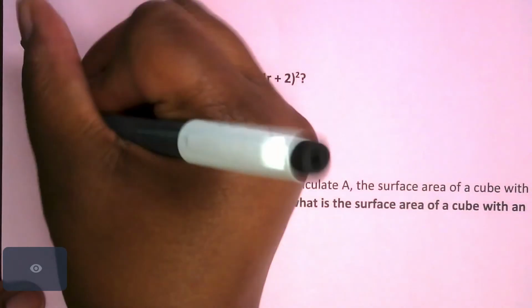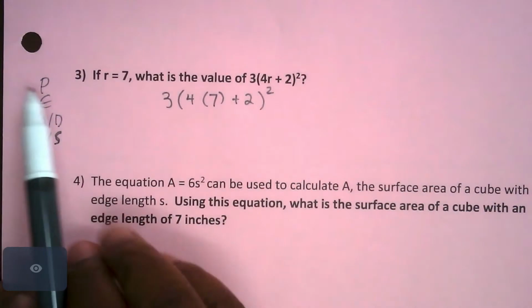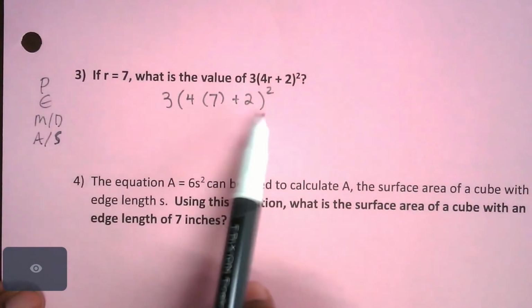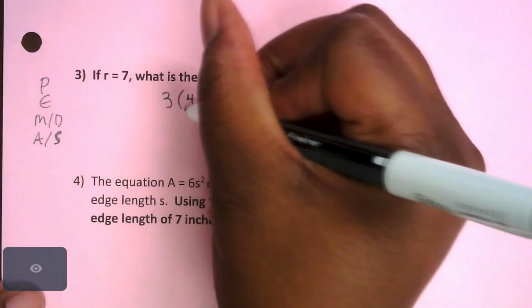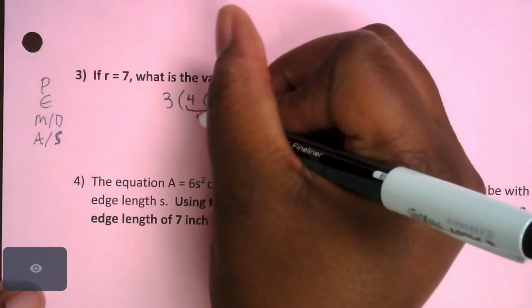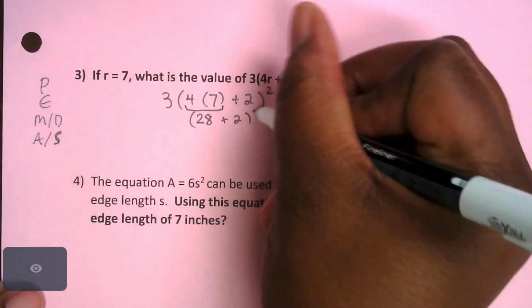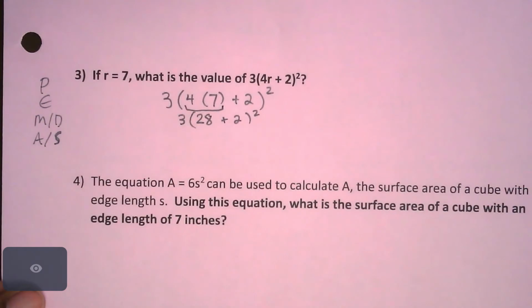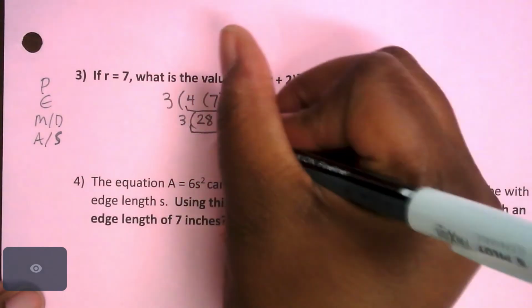So according to the order of operations, PEMDAS, I need to focus on those parentheses first. Inside the parentheses, I have a few things going on, so I need to also follow the order of operations inside of my parentheses. So I have 4 times 7, that gives me 28. So I'm just going to rewrite and bring everything down. I still need to focus on these parentheses. I'm not done yet. 28 plus 2 is 30.